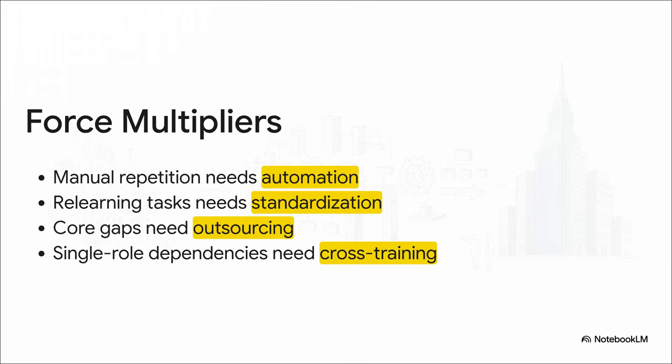To apply true force multipliers effectively, we use another set of conditional rules. If your processes require heavy manual repetition of data, implement automation tools. If your highly skilled staff are repeatedly relearning complex tasks because they lack documentation, enforce strict process standardization. If tasks are generating friction but fall entirely outside your organization's core competencies, leverage strategic outsourcing. And crucially, if single-role dependencies are creating bottlenecks and blocking throughput, immediately deploy cross-training to distribute that capability.